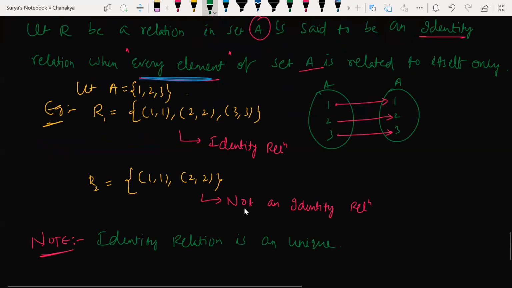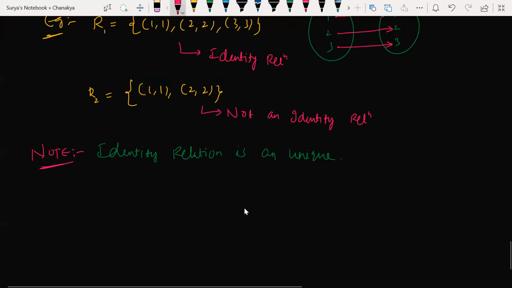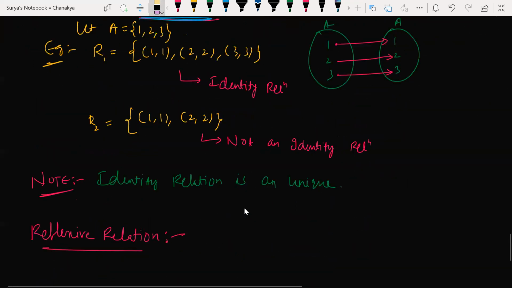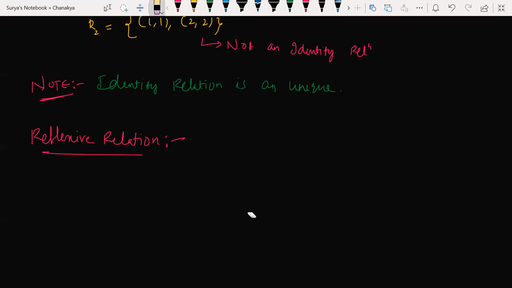So the next type of relation is reflexive relation. Understood identity? Identity is nothing but double elements: look at this, 1 comma 1, 2 comma 2, 3 comma 3. If you don't have double elements, then that is not identity. Simple logic. Getting my point? Reflexive is nothing but what?